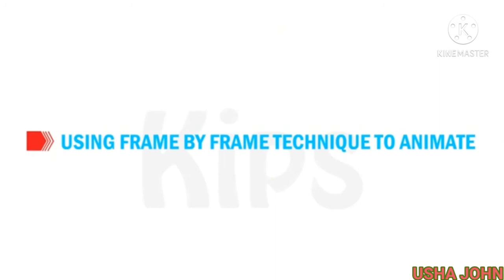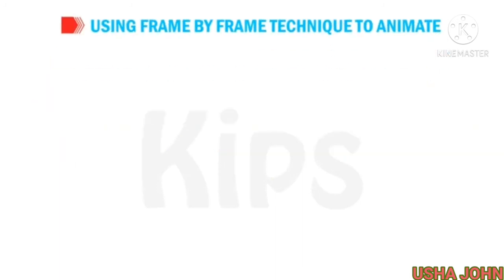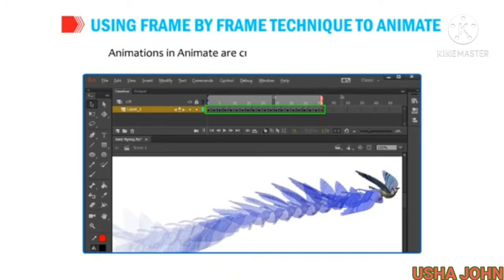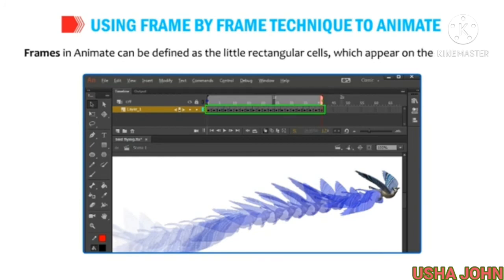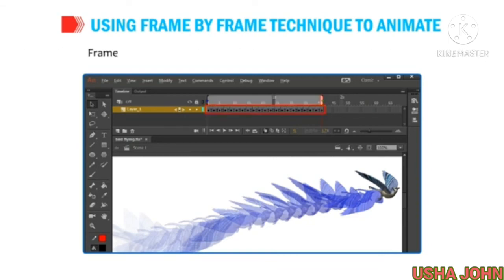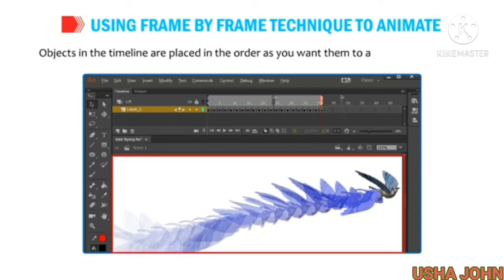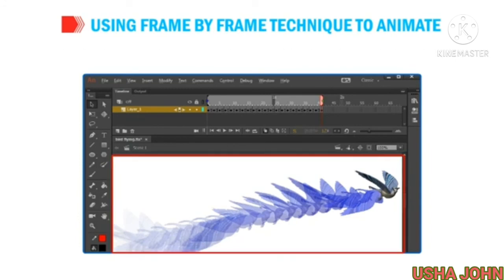Using frame by frame technique to animate. Animations in Animate are created with the help of frames. Frames in Animate can be defined as the little rectangular cells which appear on the timeline. Frames are used to control and organize the content of your movie. Objects in the timeline are placed in order as you want them to appear in the movie.